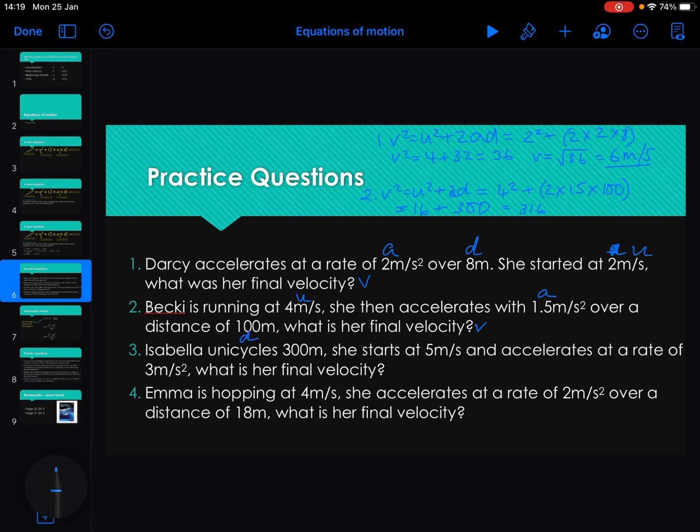equals 316. Now remember, that is not our final answer. We still need to square root it. V is the square root of 316. I'm just going to get my calculator out because I can't do this one in my head. Which gives me 17.8 meters per second.